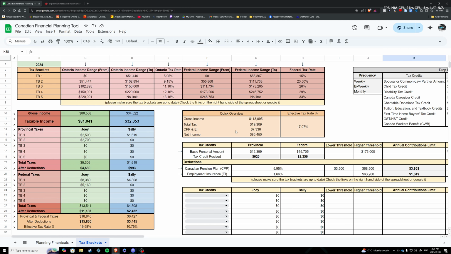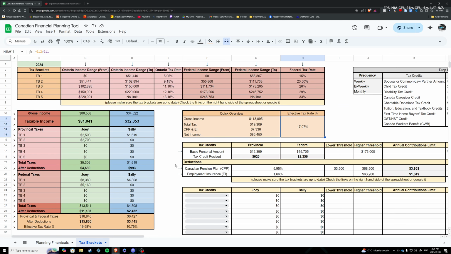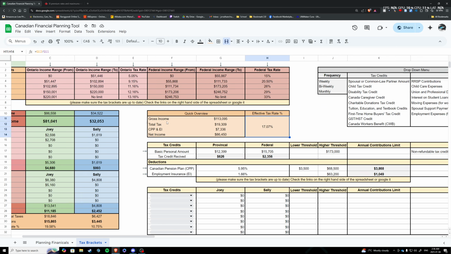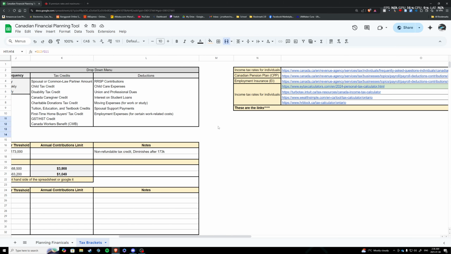And then for your quick overview, you can see your gross income, your total tax, your CPP and EI, how much you're putting towards that, and then you can see your net income. And then also you can see your effective tax rate. So I think that more or less covers what's going on in the spreadsheet. Let me know if there's anything that is unclear.